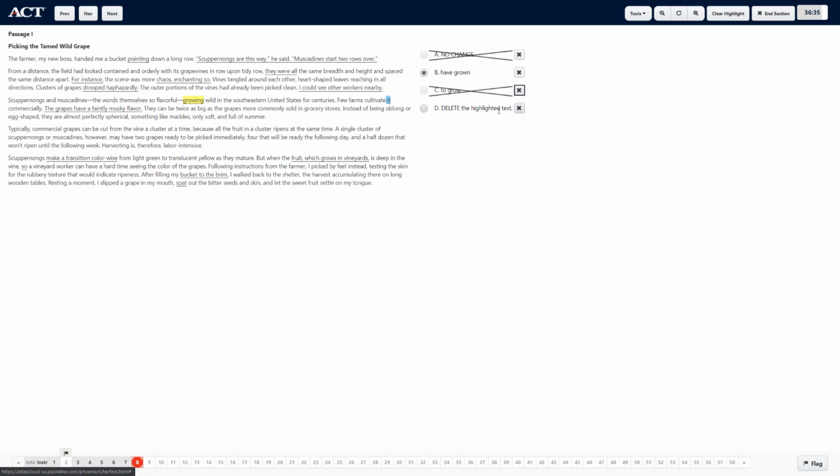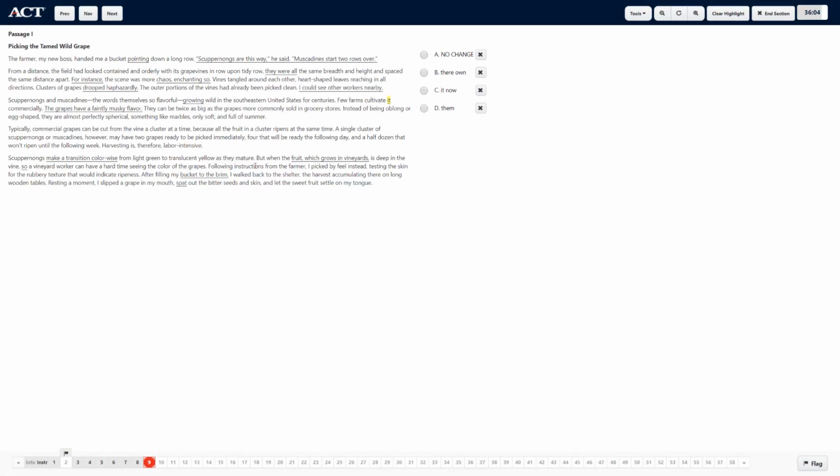So if we delete the highlighted text, the governors and muscadines, while in the southern states for centuries, there's no verb in the sentence. It is have grown, because have grown is a present perfect tense, and it connects to the fact that they are still growing. They have not stopped growing. So if we said grew, that means it's over. But if we say have grown, they are still growing up to date. Right. So that small verb can make a difference.